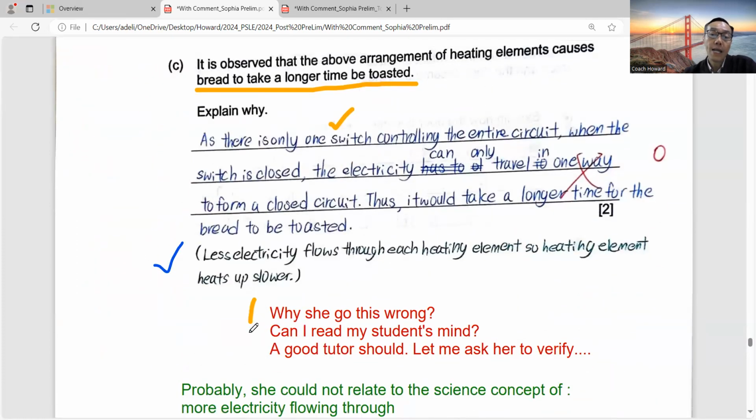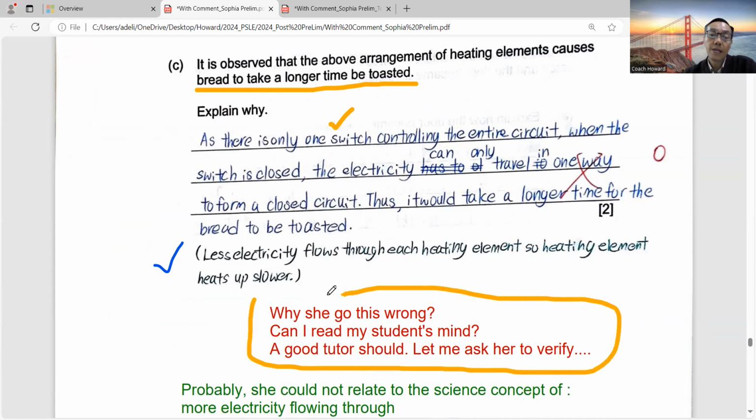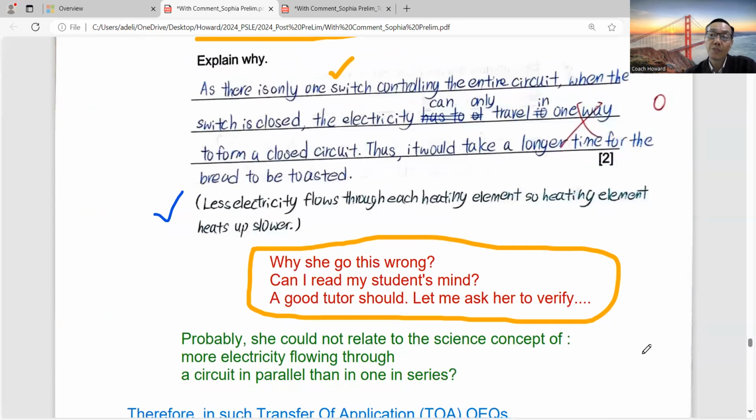Okay, then I put a comment here, you notice. I asked why she has gone wrong. Can I read the student's mind? A good tutor should be able to. So I would ask her this Saturday when I see her. This is what I hypothesize: probably she could not relate to the science concept of more electricity flowing through a circuit in parallel than one in series.